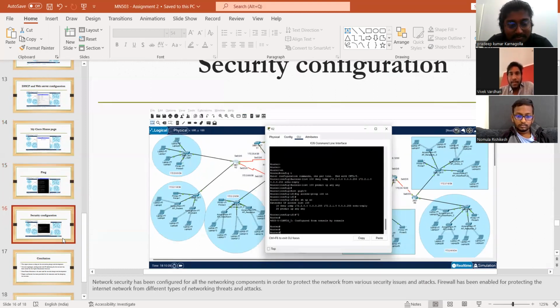The security configurations. Network security has been configured for all the networking components in order to protect the network from various security issues and attacks. A firewall has been enabled for protecting the network from different types of networking threats and attacks.